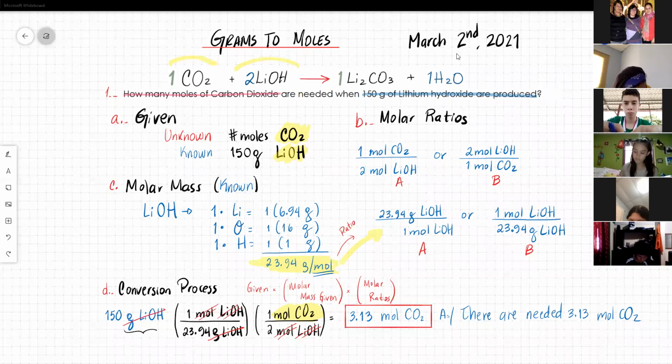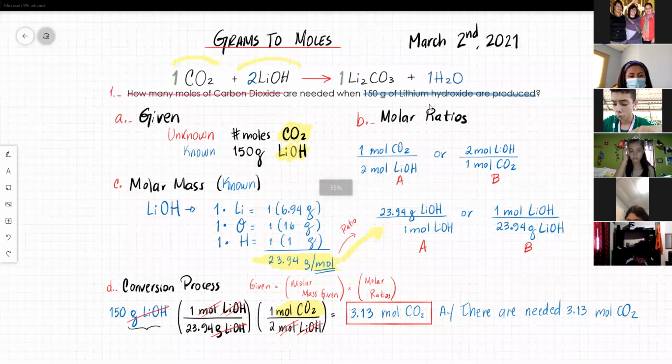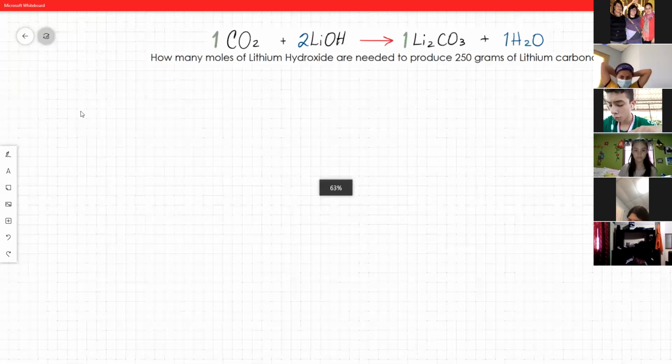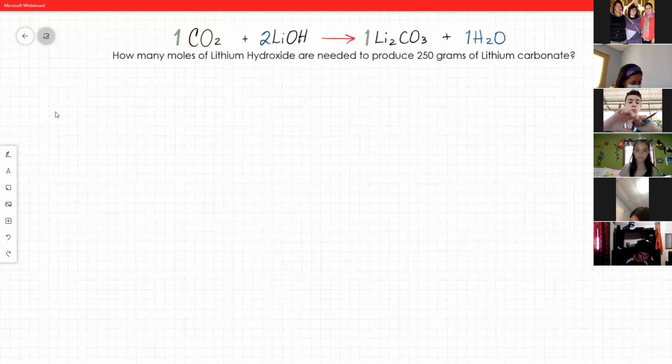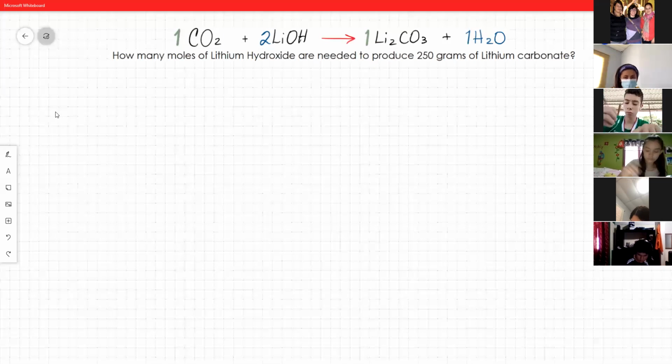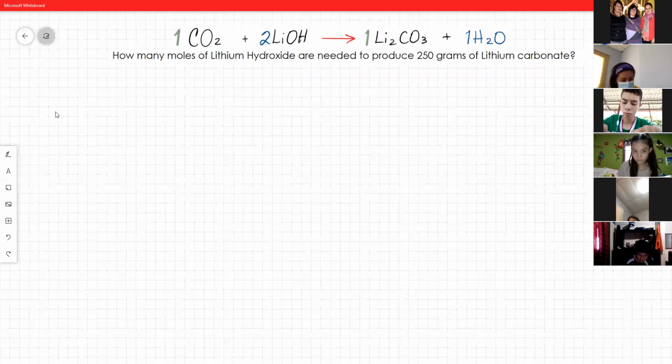To give you another example, I will show you. I don't know if so far you have a question. Do you have a question? If no questions, I move to the second example, okay? For the second example, I told you I had the same equation, but the question changes. For this one, it says, how many moles of lithium hydroxide are needed to produce 250 grams of lithium carbonate? This is my second question.